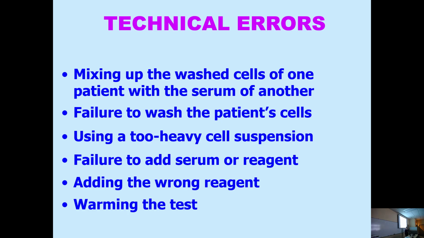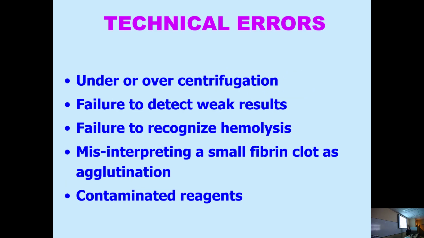Adding the wrong reagent. Thankfully, we have color coding for our A and our B and our AHG. That helps. But there are a lot of very clear reagents. Our D and our PEG are both clear. Warming the test. You should never just randomly warm tests. Sometimes people set things on the heat block, but you should only do that if you're actually running a full pre-warm.